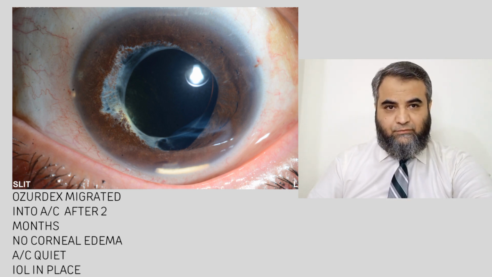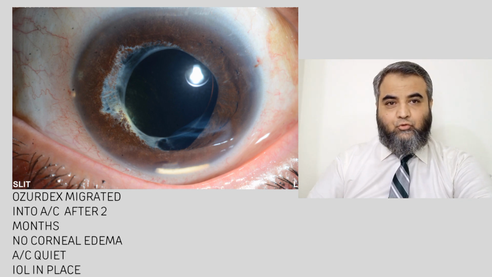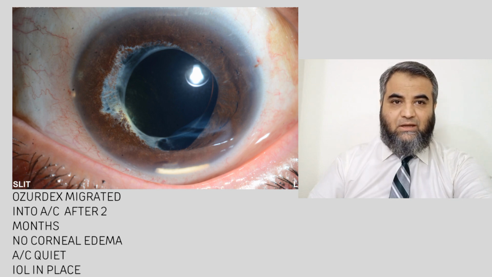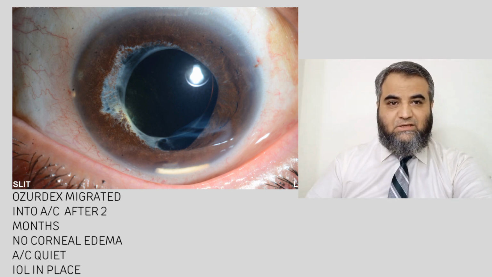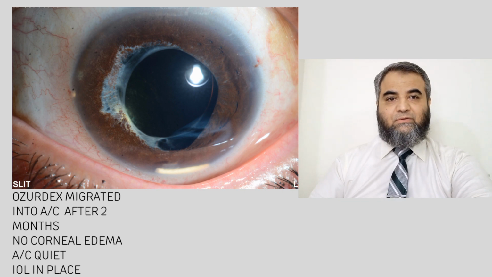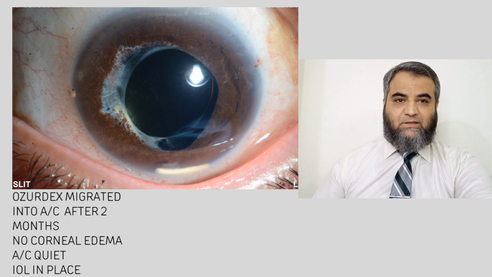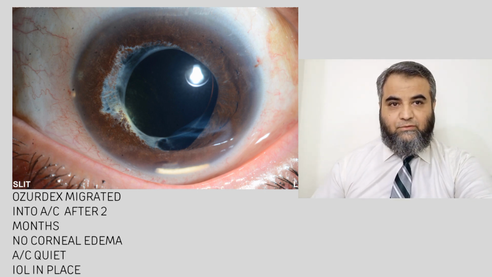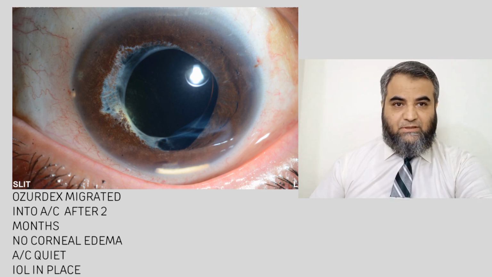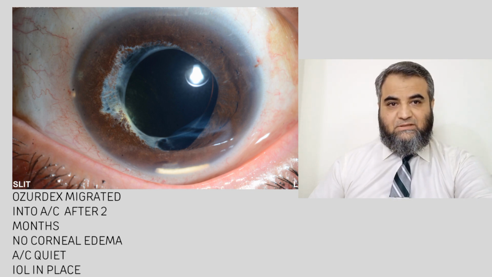This patient is pseudophakic, and after 2 months it was observed that the implant had migrated into the anterior chamber. So this is a complication sometimes encountered, which I wanted to discuss with you. It is lying anteriorly, inferiorly in the anterior chamber, and it has possible complications. If it is not removed, it can cause corneal decompensation, and later on the patient may need keratoplasty. It also increases the intraocular pressure.